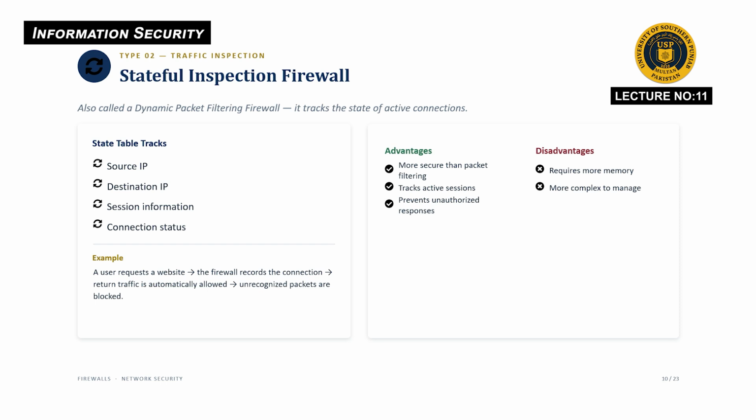Stateful inspection firewall. A stateful inspection firewall tracks active connections and stores information in a state table. For example, when a user opens a website, the firewall records the session and automatically allows return traffic. This method provides better security compared to simple filtering. The advantages of a stateful inspection firewall are that it is more secure than packet filtering, tracks active sessions, and prevents unauthorized responses. The disadvantage is that it requires more memory and is more complex to manage.